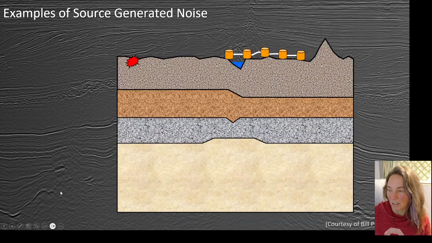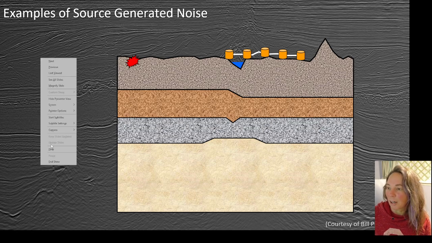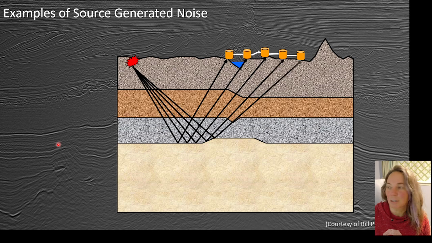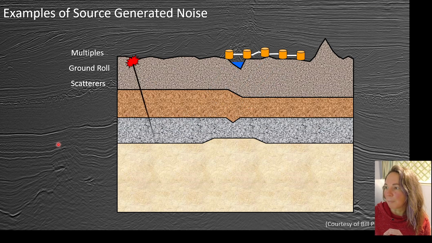also in seismic data. And so that's something we want to be aware of. Other things that we want to be aware of are examples of source generated noise. So I'm going to show you some examples of that next.